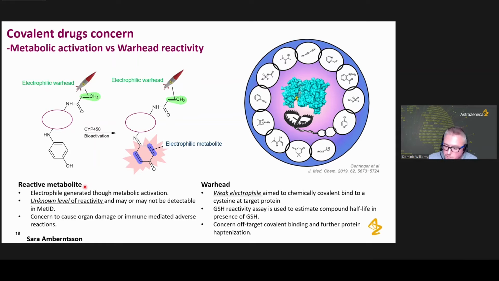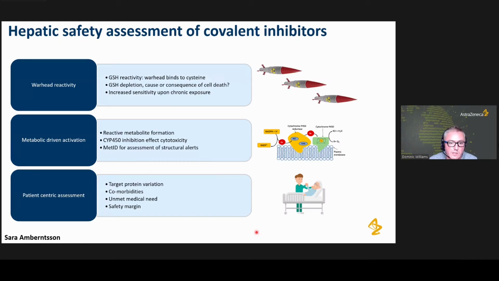Some of the knowns here: the reactive metabolite, we know it's an electrophile generated through metabolic bioactivation, but it has an unknown level of reactivity, and it may or may not be detectable by MET-ID, but it could cause organ damage or immune-mediated adverse events. The warhead is a weak electrophile. It's designed to covalently bind to a cysteine in the target protein, but because it binds to glutathione, we can use the glutathione reactivity assay to estimate the compound half-life in the presence of glutathione. But there could be off-target binding to other cysteines, which we need to know about.